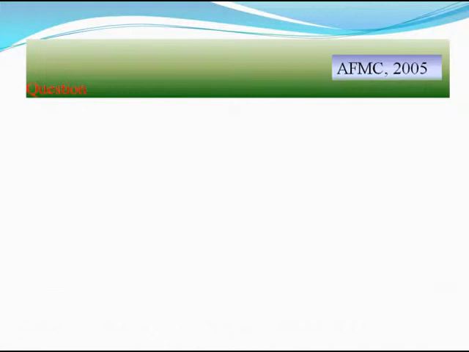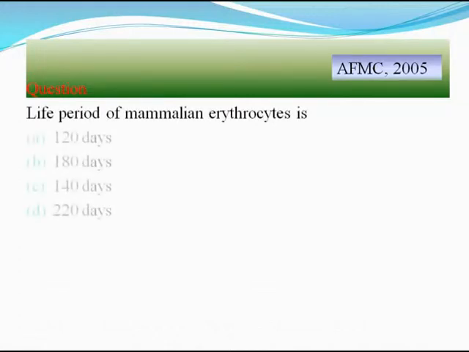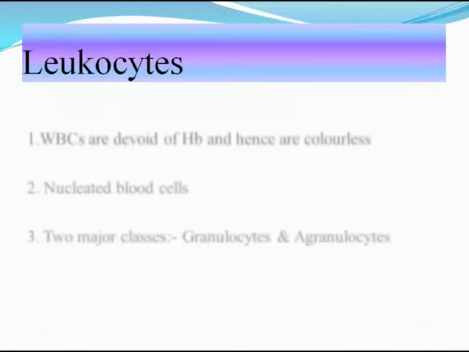There was a question in AFMC 2005. What is the life period of mammalian erythrocytes? And the answer is 120 days. Because 1% of RBCs are destroyed and replaced daily. The aged cells are removed from the circulation by phagocytosis. That's why the life period of mammalian erythrocytes is 120 days.